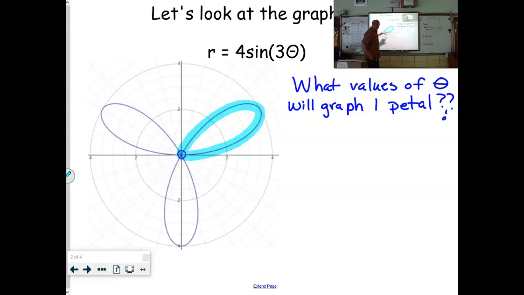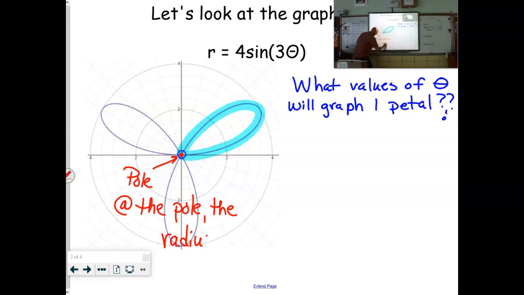Notice that this petal is attached at the pole. All of the petals are attached at the pole, and we should know that at the pole, the radius r is equal to 0. That makes sense. If you're sitting at the pole, you're at the center of the circle, so the radius is 0. So let's look at this equation we have: r equals 4 sine 3 theta. I need to know, when does this equal 0? That's my goal. I have to find that out.